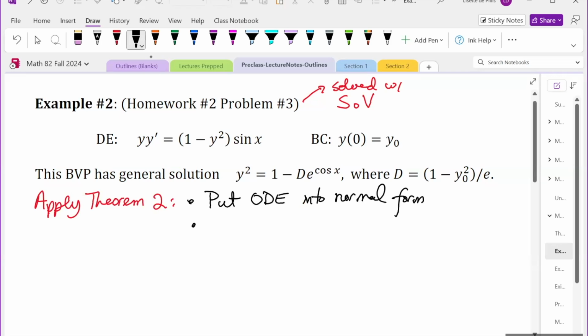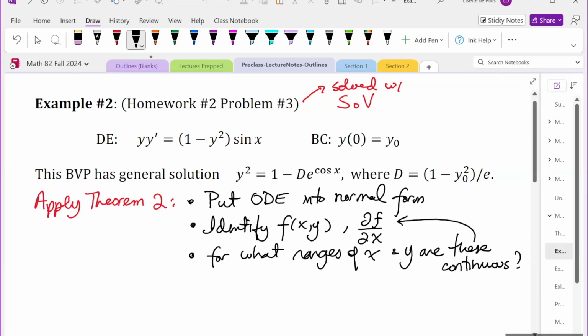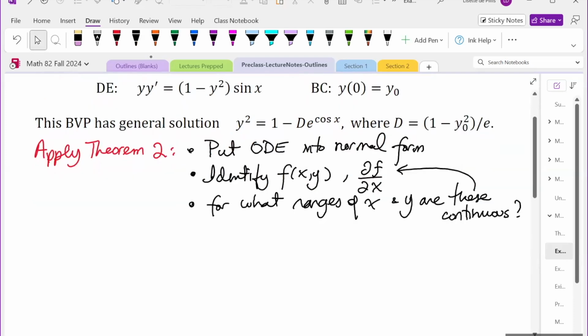We are going to have to identify, once it's in normal form, what the functions f and its partial derivative are. And then finally, we need to decide in what regions of x and y those functions are continuous. So why don't you pause the video for a second and decide for yourself what the answer is, and then come back.